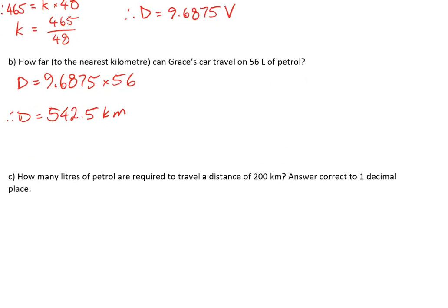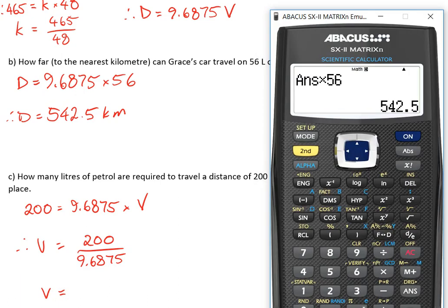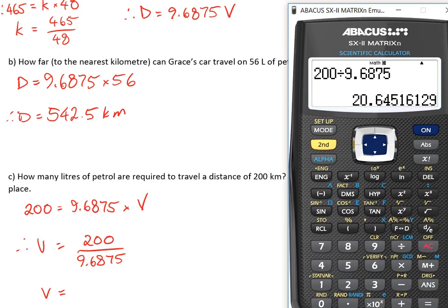And finally, how many litres of petrol are required to travel a distance of 200 kilometres? We're going to have to do something ever so slightly different here. This time I don't have a volume to substitute, but I do have a distance. So I'm going to say this time that 200 equals 9.6875 times the unknown volume. Rearranging that, my volume is 200 divided by 9.6875. Out comes the calculator. 200 divided by 9.6875 equals 20, what do we want? One decimal place, 20.6 litres.